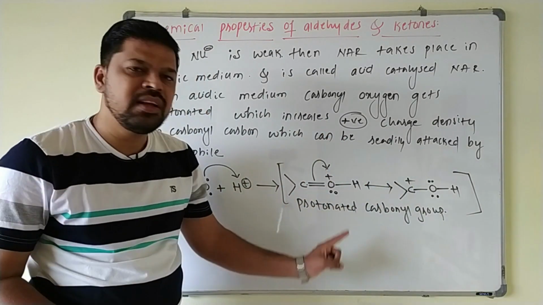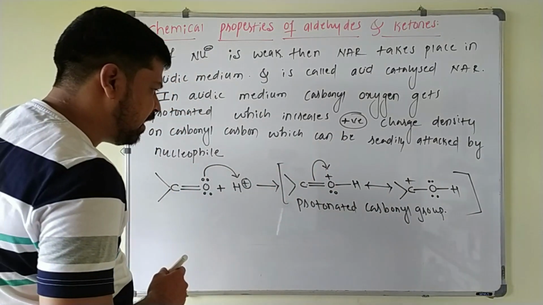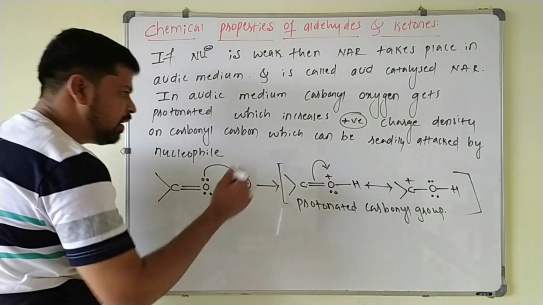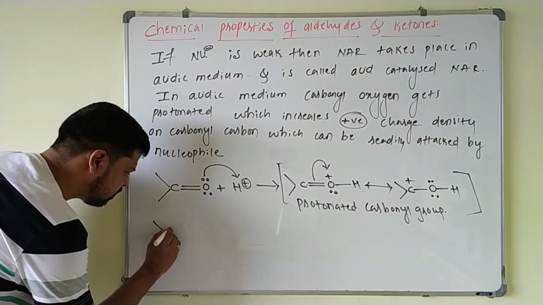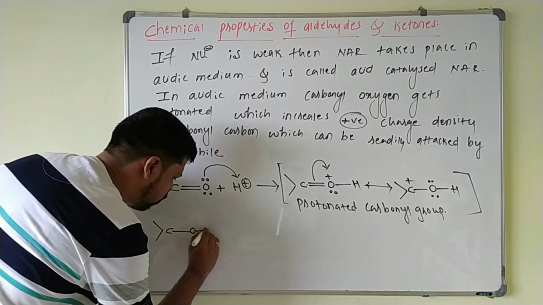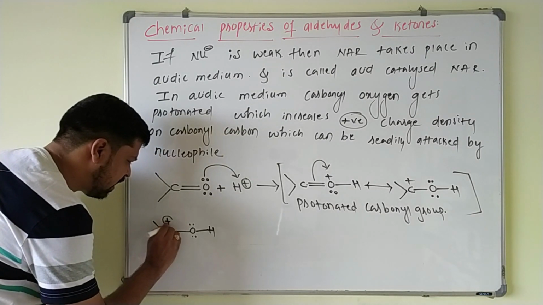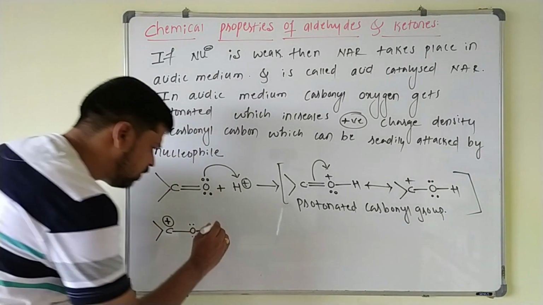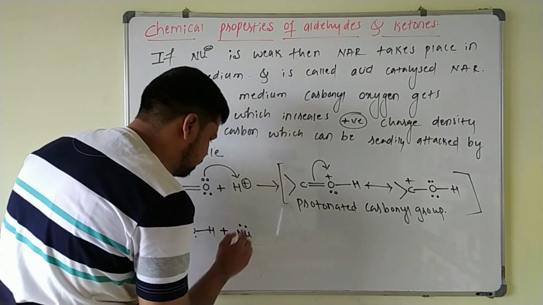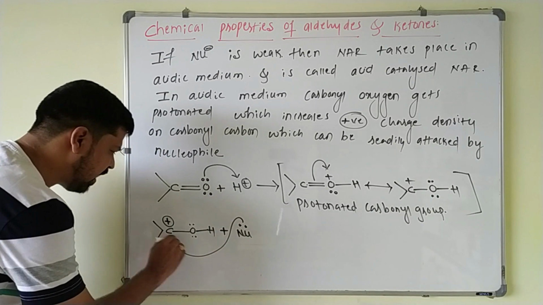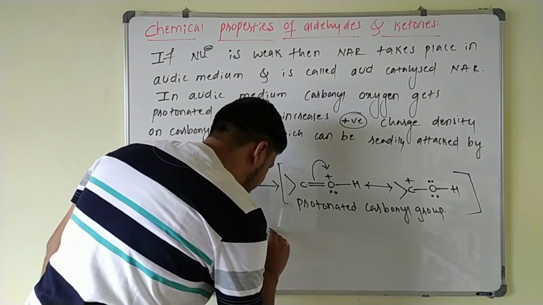So always the reaction takes place in the weakly acidic medium, so that it can be easily attacked by the nucleophile. I will write that protonated carbonyl group like this. In the protonated carbonyl group, directly I can write like this, where the positive charge density on the carbon is maximum. Now your weak nucleophile, which is having a lone pair of electrons, can easily attack your protonated carbonyl carbon to form what? Addition product.